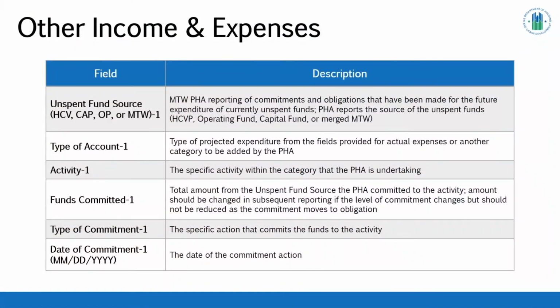Other income expenses. This specifically has to do with MTW agencies, and these columns are talking about the first one, unspent fund source, an MTW PHA reporting of commitments and obligations that have been made for future expenditures or currently unspent funds. The Housing Authority is going to report the source of unspent funds in this field. Type 1 account is the projected expenditure of the field, the actual expenses, or another category to be added by the PHA. We're going to describe the activity. We're going to say how much money is committed but not yet expended, the type of commitment, the specific action, what it's being used for by the PHA, and the date of the commitment action.